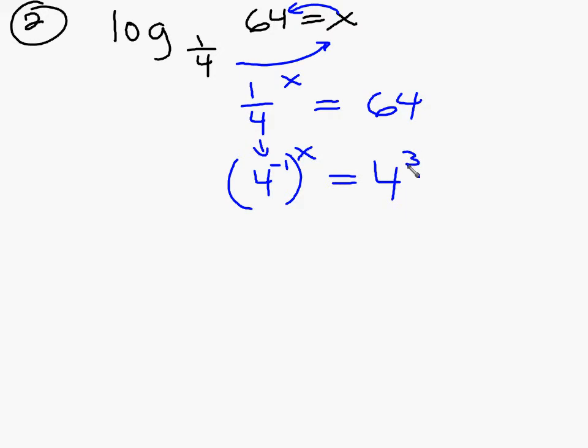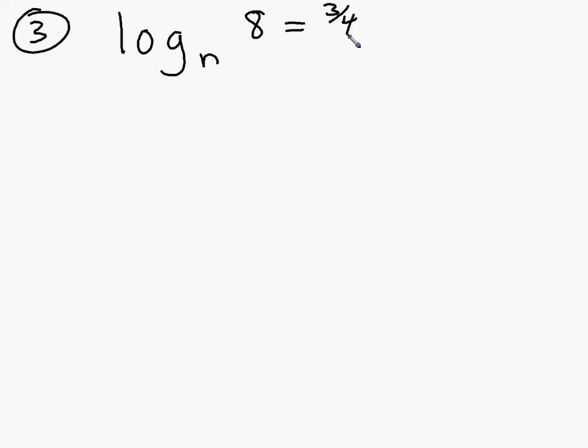Once again, we have a power to a power. So this is -1x equals 3. Divide both sides by -1, x equals -3. Just trying to clue you in to a couple of the little tricks of the trade. This one might hang up some people. How about log base n of 8 equals 3/4?